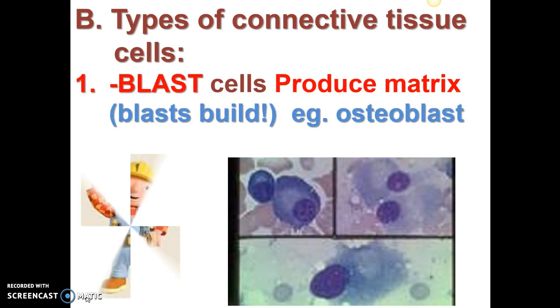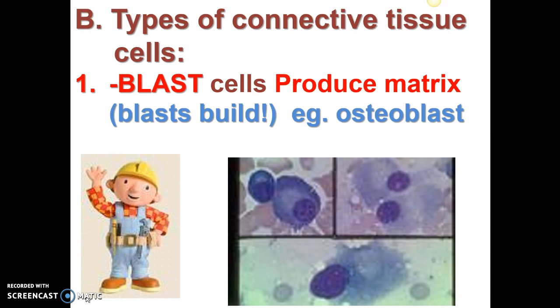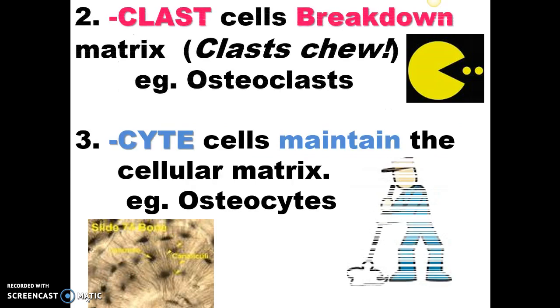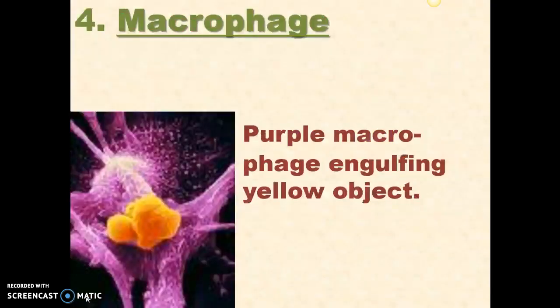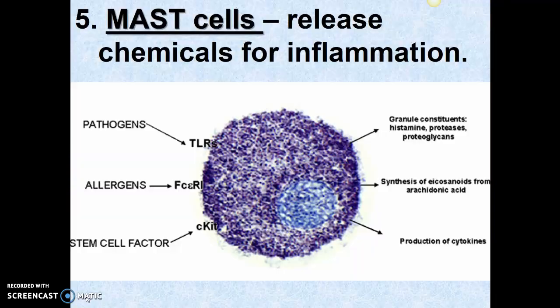Again, the blast cells build that. Osteoblasts build bone. Chondroblasts build cartilage. And the clasts chew. Osteoclasts chew bone away. Osteocytes maintain. So an osteoblast, once it's surrounded itself with bone, is now an osteocyte. It maintains. The macrophage. Macrophage, eater.